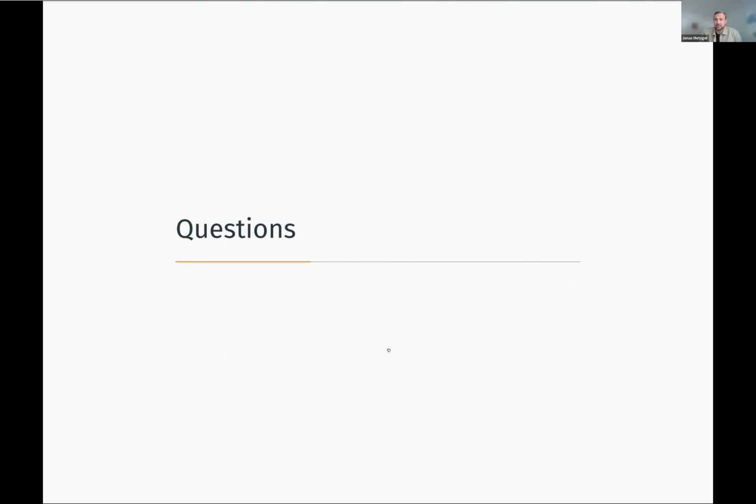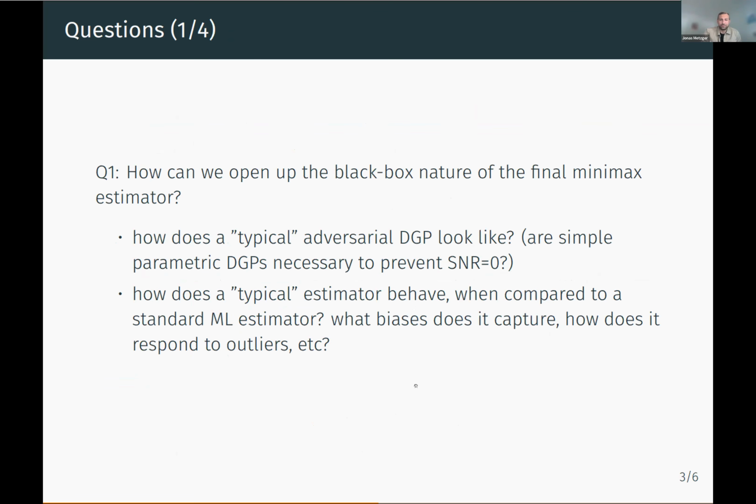So I have 4 questions for Alex. The first one that popped up in my mind was how can we open up the black box nature of the final estimator that we get out. It's a huge neural network. It is performing the role of traditional estimation procedures, but in a way that looks very different. Even if we compare it to traditional machine learning estimators, we usually already feel like there is somewhat of an interpretability challenge. And now we have this black box that is even abstracting away the whole process of estimation.